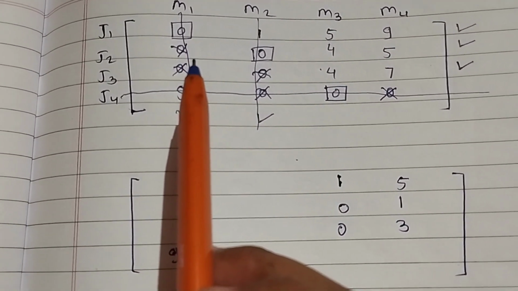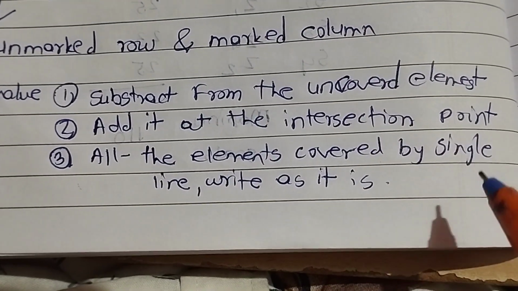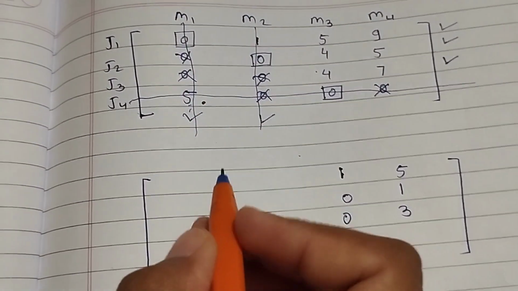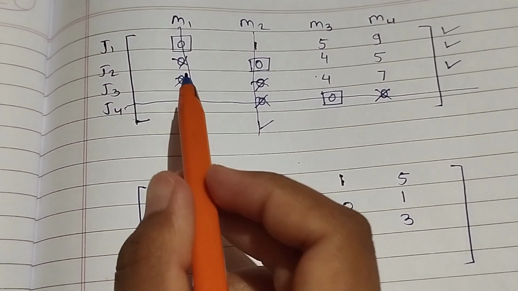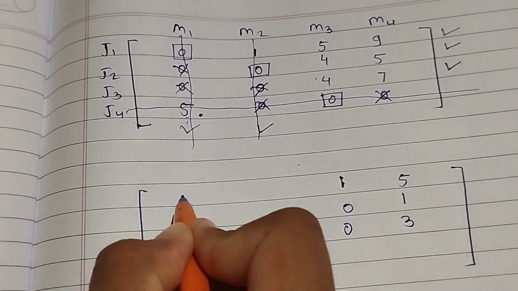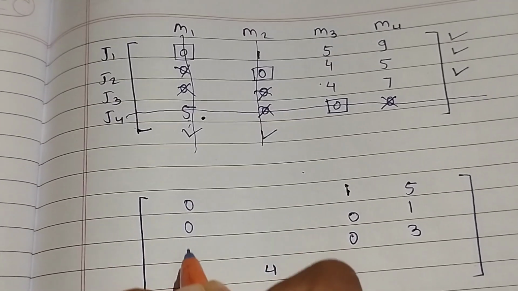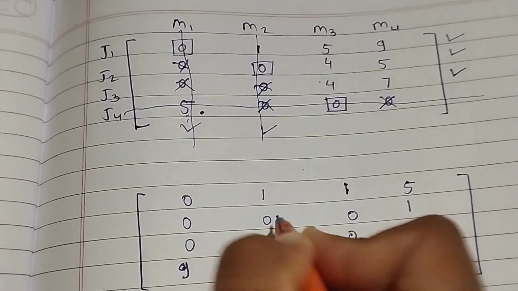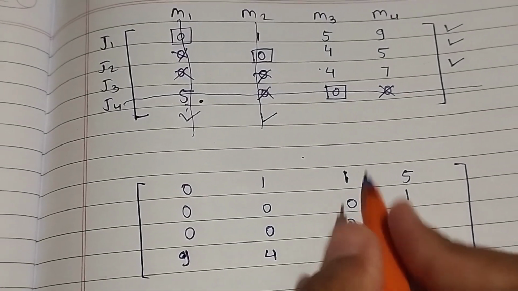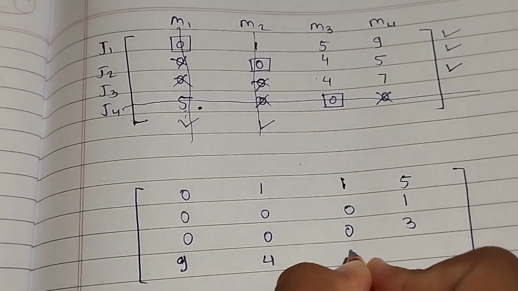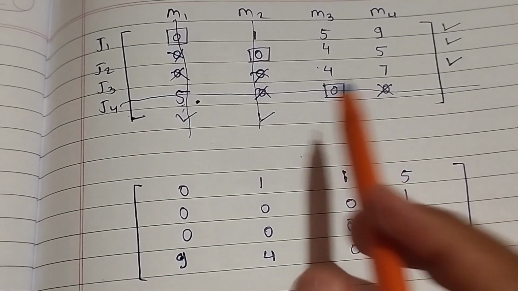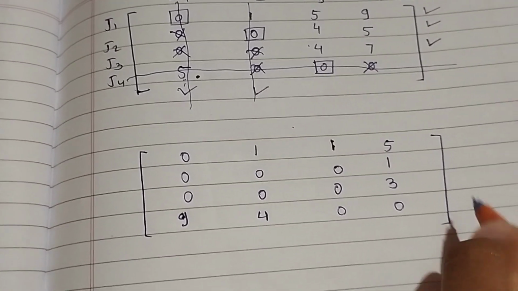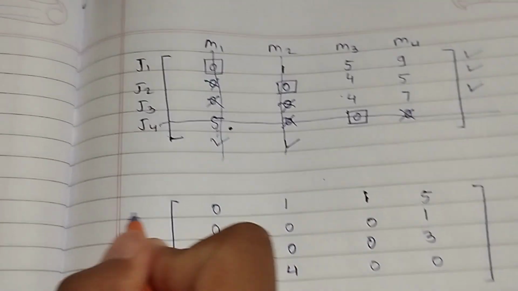Now the third step: all the elements covered by a single line are written as they are. So these 0, 0 and 0, and in the second column 1, 0, 0, and these 2 zeros are written as they are because they are covered by a single line. So now this is the further reduced matrix.